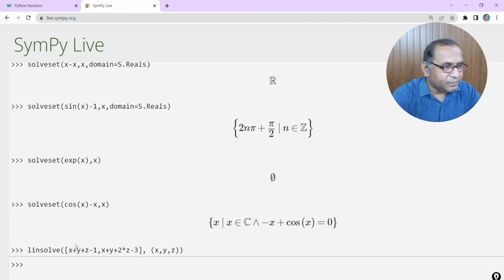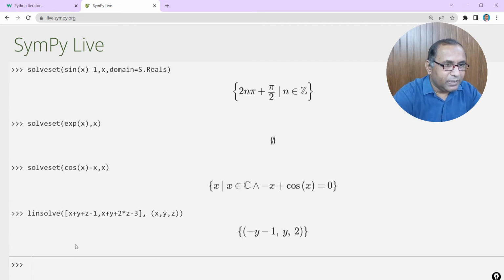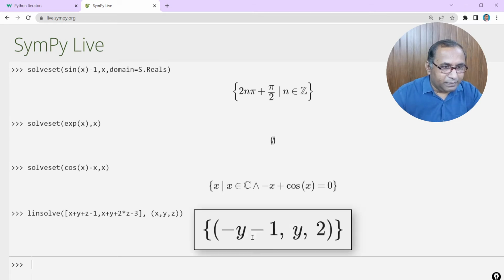Yes, this is the set of solutions. There are three values: minus y minus 1 for x, y for y, and 2 for z. So this is the corresponding solution for x, y, z.